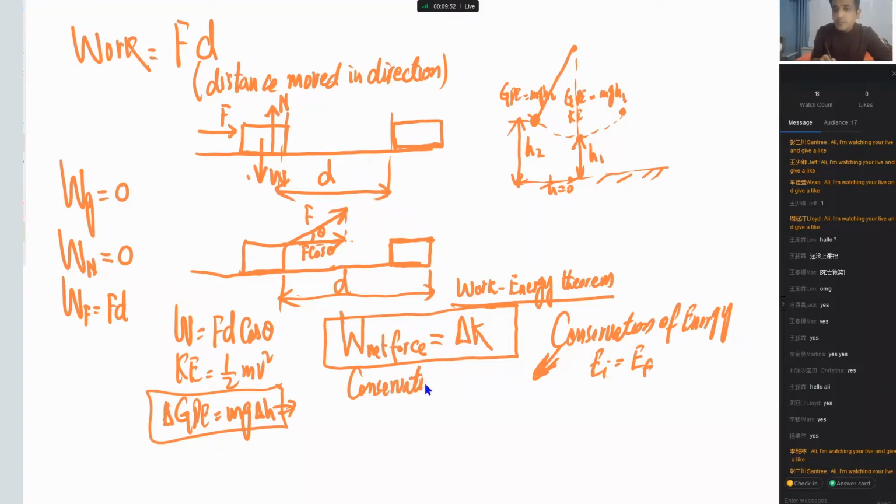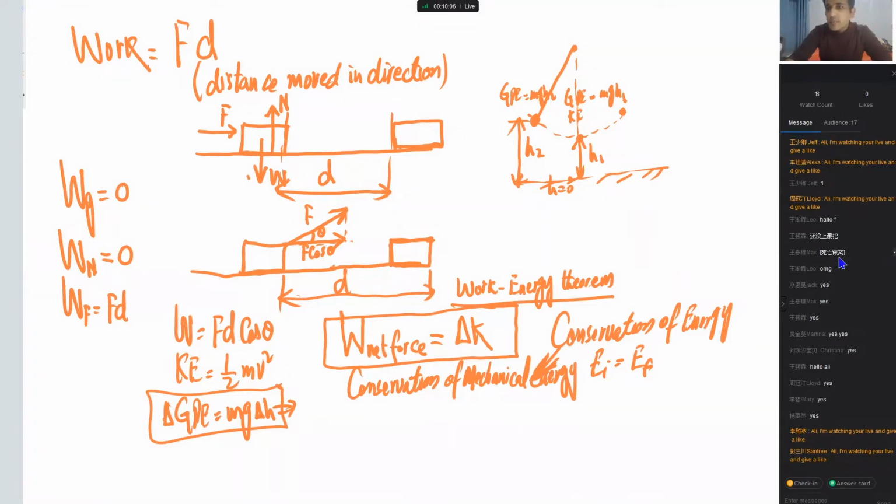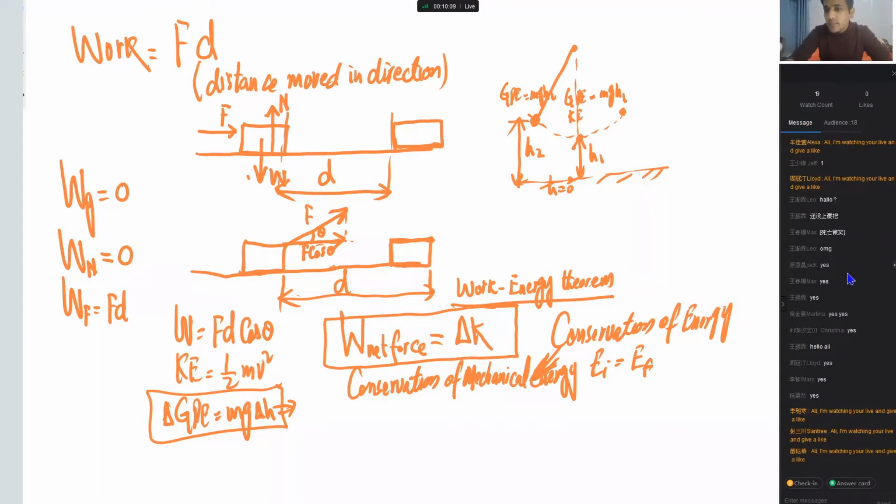So can you please tell me what is mechanical energy? Conservation of mechanical energy. I want to see, do you understand what is mechanical energy or not? So please write down what is mechanical energy. Then I will explain to you what is mechanical energy. First, I want to hear your answer. Can you type what is mechanical energy, please?